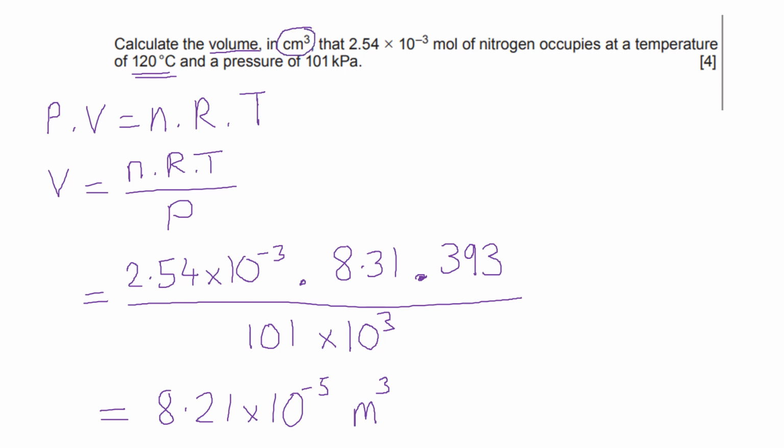So we have to times this by 1,000,000. There are 1,000,000 centimeters cubed in a meters cubed. So you times it by 1,000,000, or 1 times 10 to the power of 6. And that is the same as 82.1 centimeters cubed.